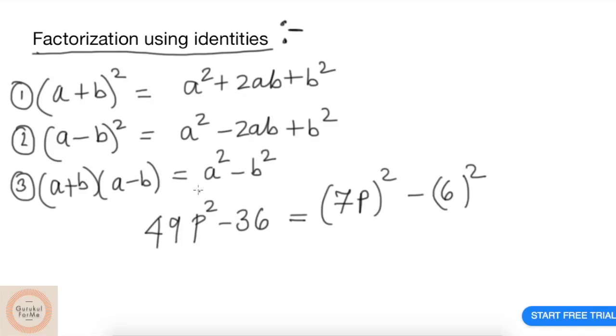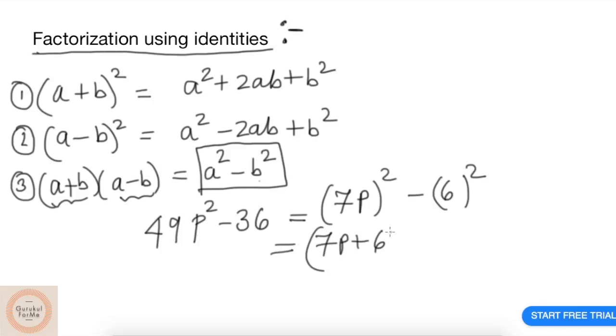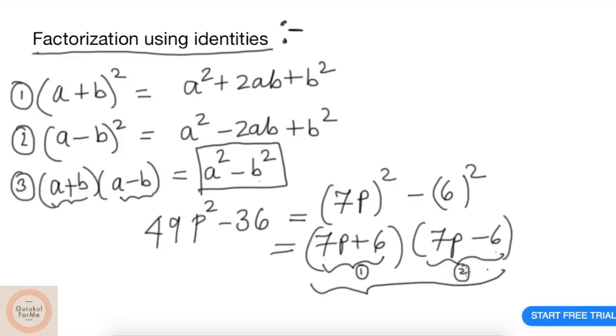Now what would you do with this? You know that this is similar to this identity. Should I use this identity and write it in this form? So the answer would be 7p plus 6, 7p minus 6. Can we say that 7p plus 6 is one of the factors, 7p minus 6 is another factor? Both merged together is the third factor? Yes. So that is how we make use of the above identities.